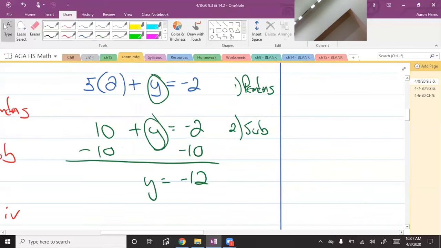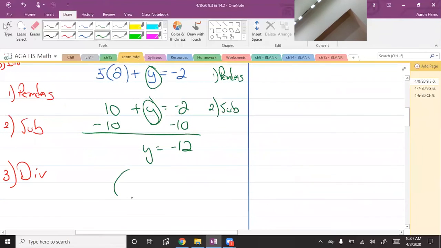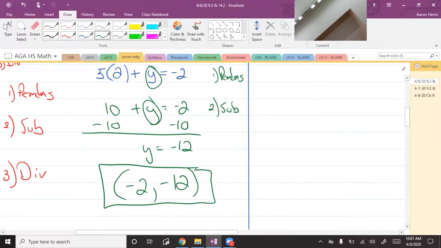Okay? So now x is equal to 2. Y is equal to negative 12. My final answer is 2, negative 12. And this is where both of the original lines will what? Intersect.